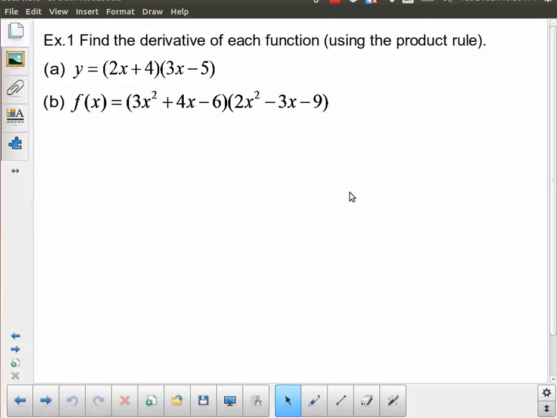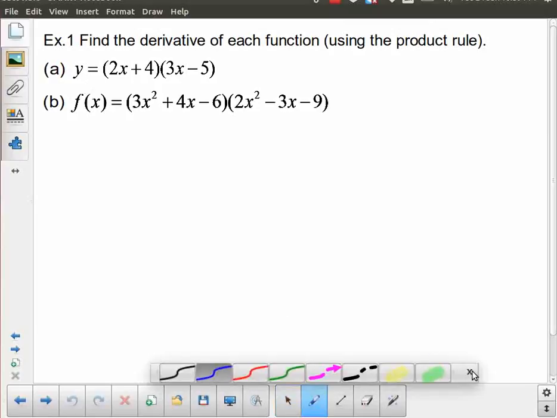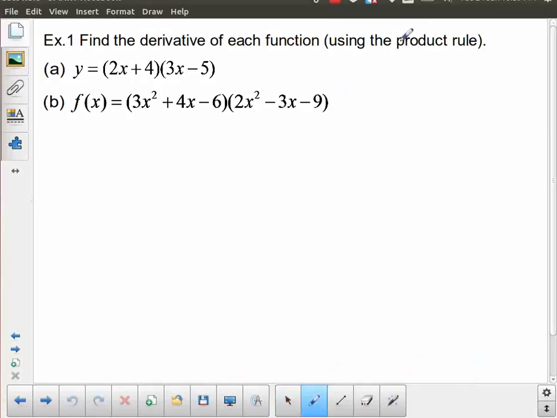So let's go ahead and apply this right away. I've got two examples here, and I've been asked to take the derivative of each, and I'm going to do that using the product rule. Maybe I'll just remind you up here: h prime of x is the derivative of the first times the second plus the first times the derivative of the second.